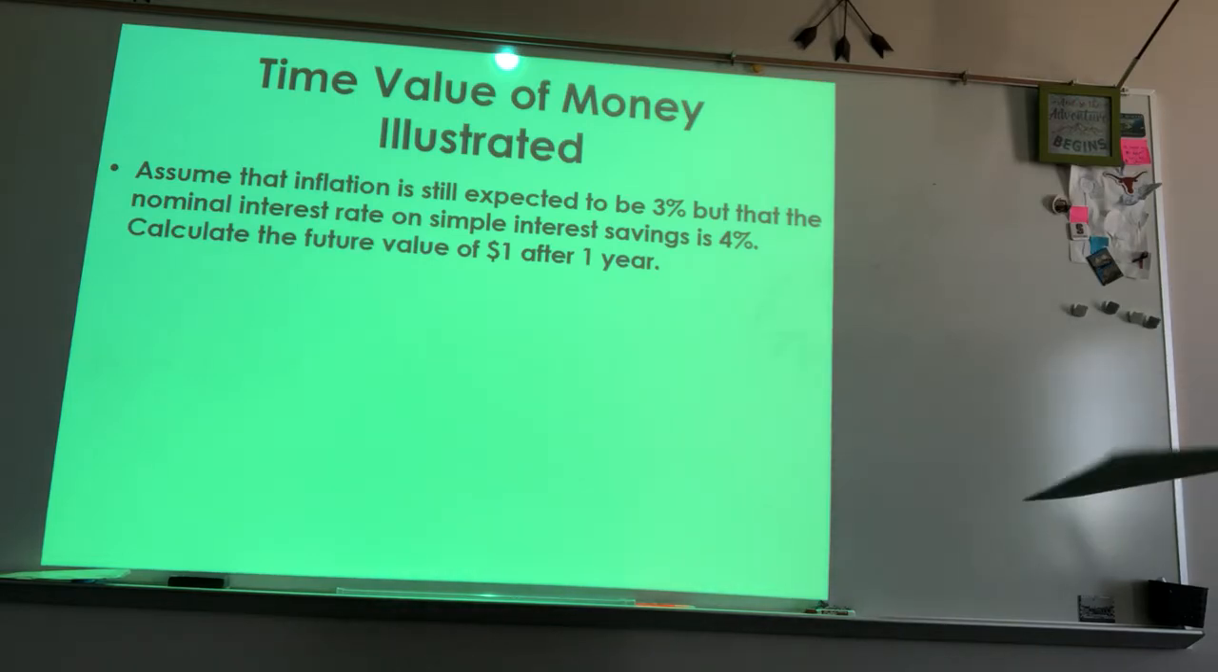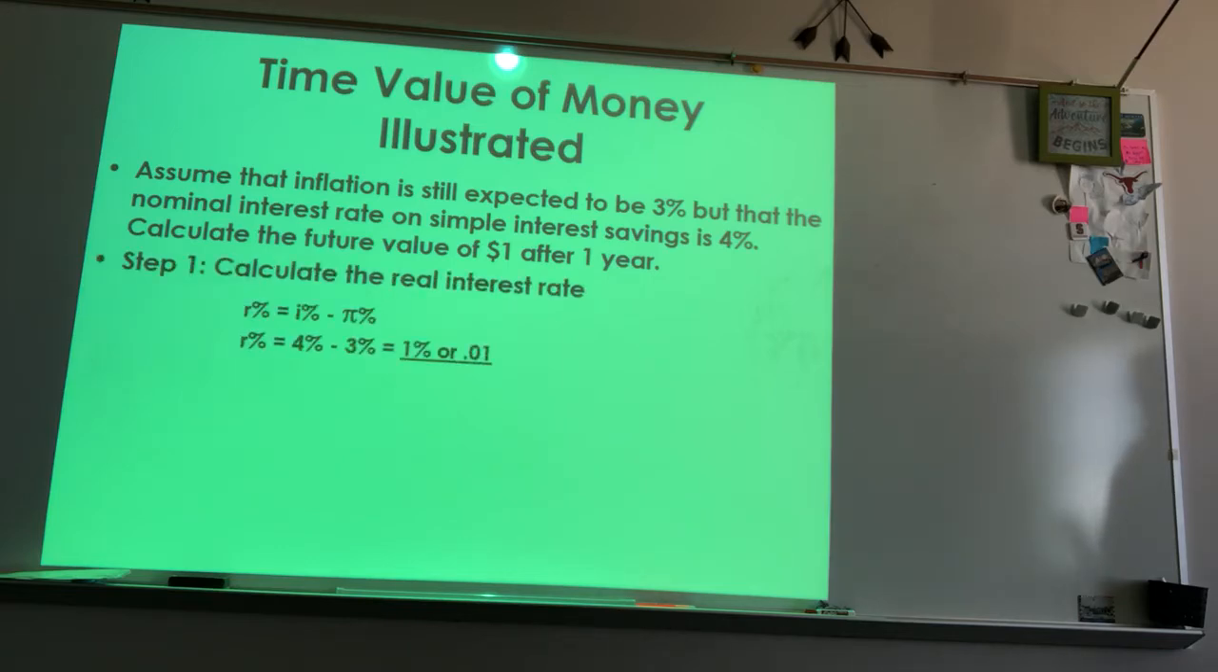So assume the inflation is still expected to be 3%. That's what we're expecting it to be, right? But now the simple rate of interest is 4%. Do y'all like that? Yeah. Okay, how do I set up my equation? 4 minus 3 gives me what? There you go. 4 minus 3 gives us 1.